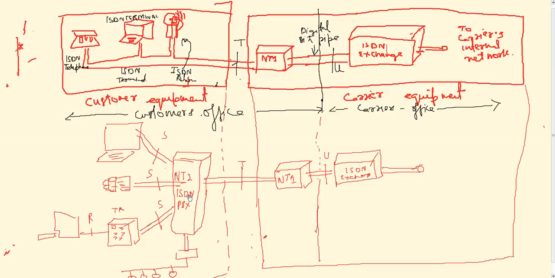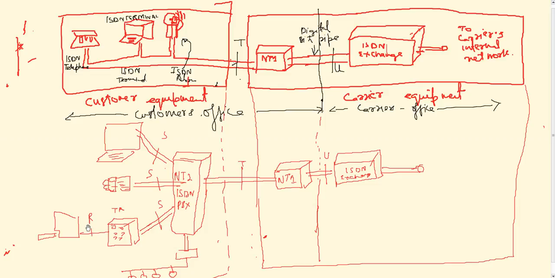CCITT, I told you, put up some reference points, like the R reference point, that's called rate. So this R is the interface for non-ISDN devices. There needs to be a reference point between non-ISDN equipment and the TA, terminal adapter. So what can this reference point be? This is going to be your RS232C, V or X series.